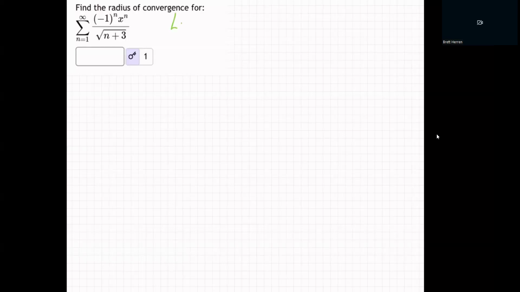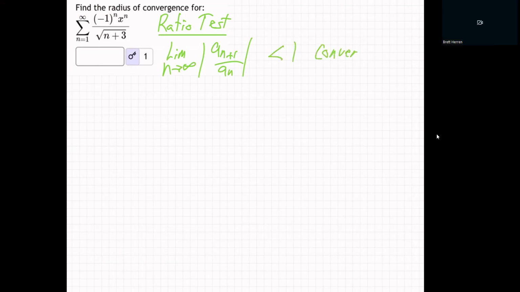Well, to do this, we're going to use the ratio test. That's what we usually use. The ratio test says that you take the limit as n goes to infinity of the absolute value of a sub n plus 1 over a sub n. And if it's less than 1, it converges. You're taking the ratio of the next term over the previous term. If that ratio is lower than 1, that means the next term is getting smaller, so the series converges. So let's do it.